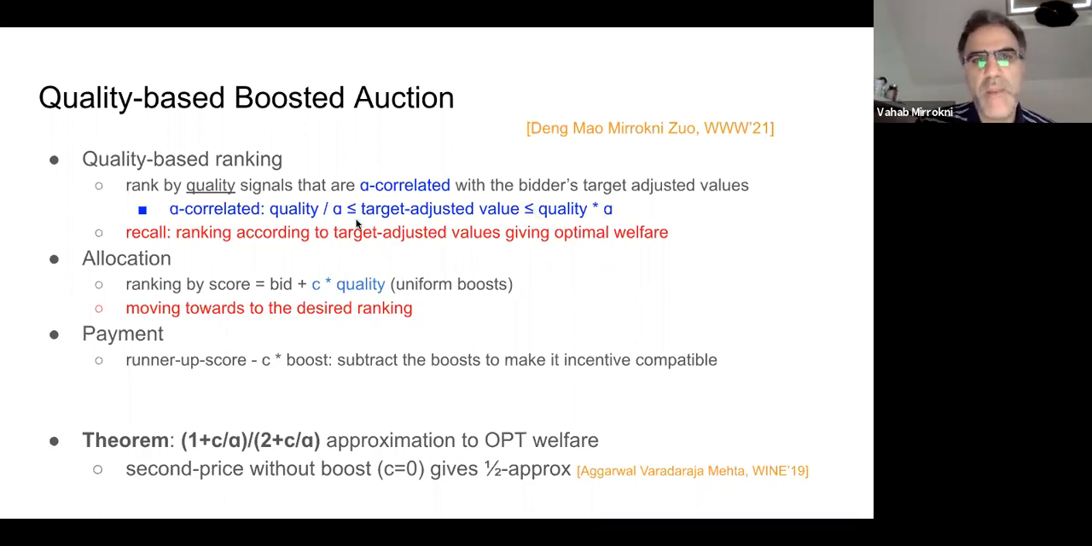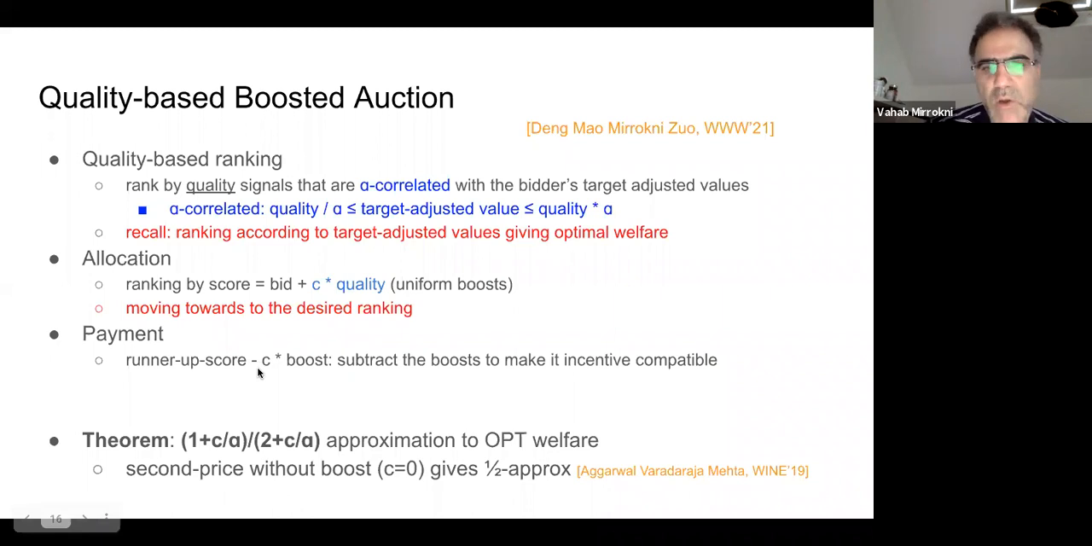For example, here we say the target adjusted value itself is between quality over alpha and quality times alpha. The allocation is going to use this quality score by taking the bid of the advertiser, but then adding C times quality. And this is the C that will appear in the approximation factor. So this is what we call the uniform boosts. So basically, we take the bid-based ranking system and maybe a second price auction based on that, but then we move it toward what we call the desired ranking, which is the target adjusted value-based ranking. But we don't know the target adjusted value itself. Let's say we find a quality signal.